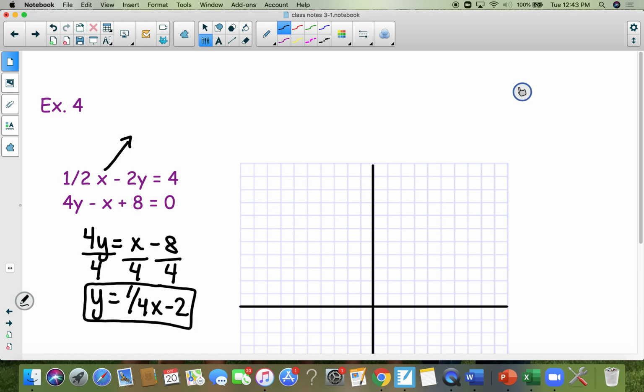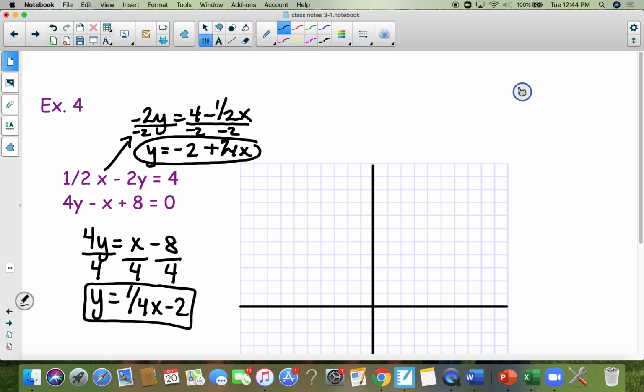And then up here, I'm going to do a negative 2y equals 4 minus a half of an x. I got rid of the half an x, and I'm going to divide everything by a negative 2. And I'm going to get y equals 4 divided by negative 2 is a negative 2, plus a half of a half is a fourth x. As you can see, they both have the same y-intercept, negative 2, and they both have the same slope. That means these lines are going to be right on top of each other.